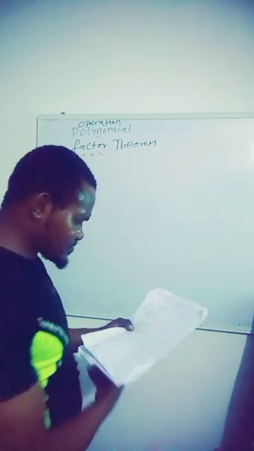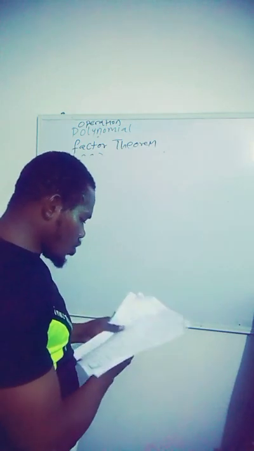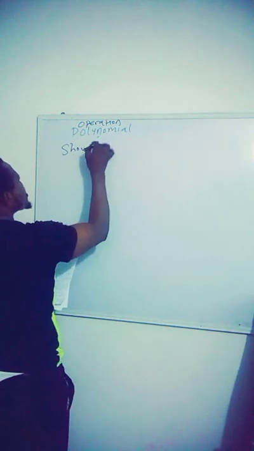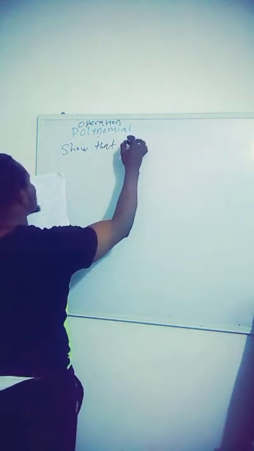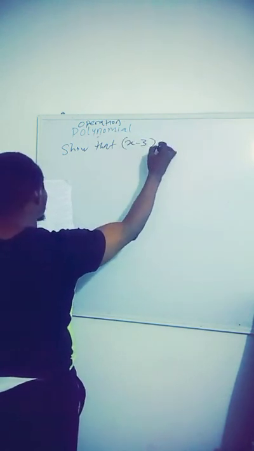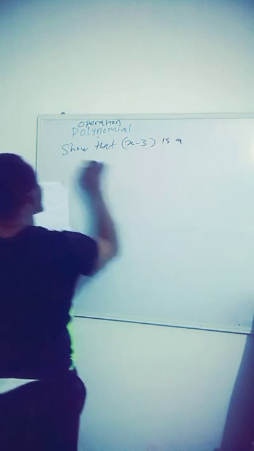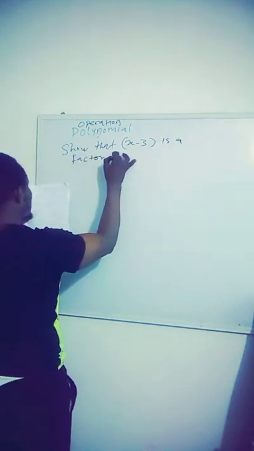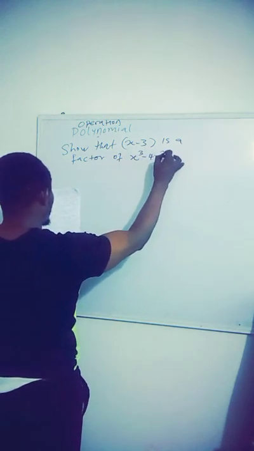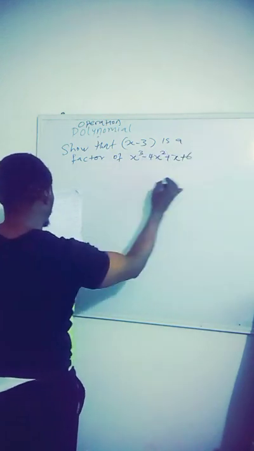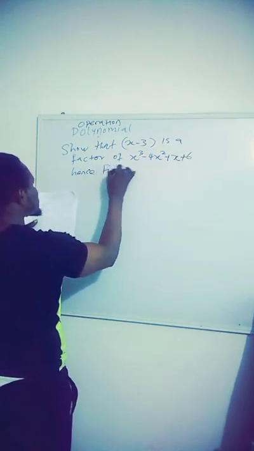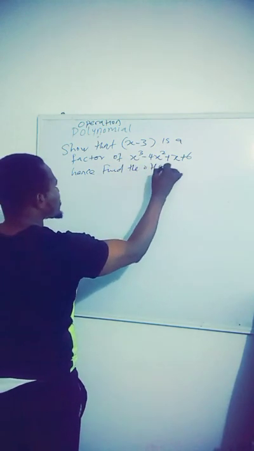So let's see an example. The question says: show that x minus 3 is a factor of x cubed minus 4x squared plus x plus 6. Hence, find the other factors.